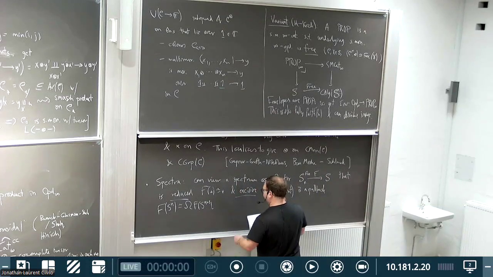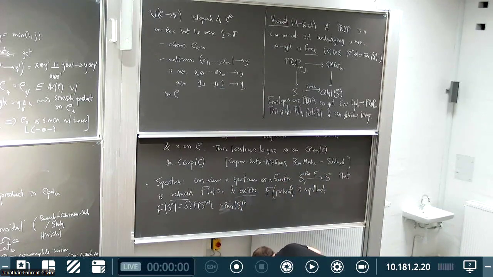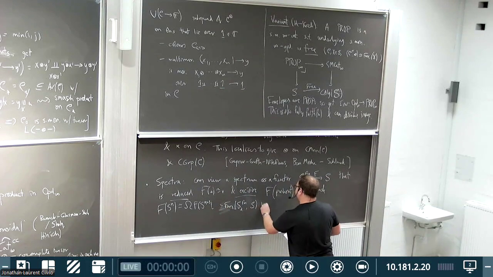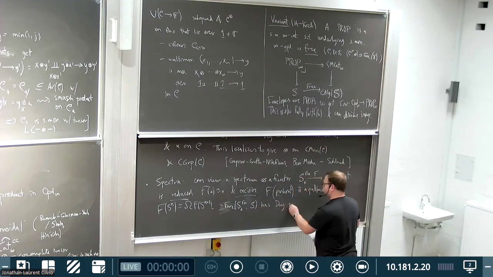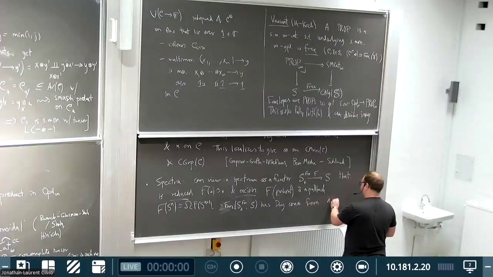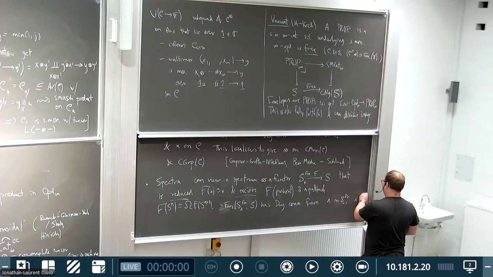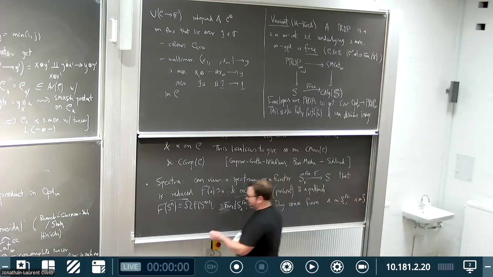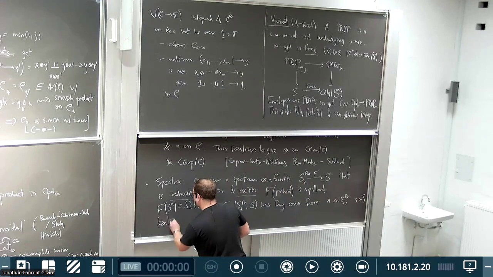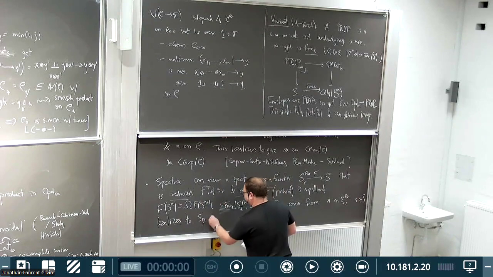So spectra, functors from finite pointed spaces to S, has a deconvolution from the smash product in finite pointed spaces and the Cartesian product in S. And this localizes to spectra to give the smash product.